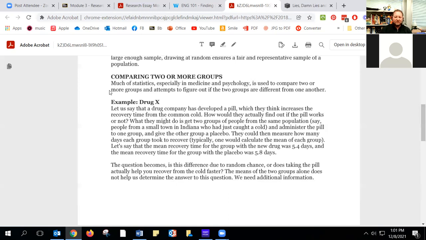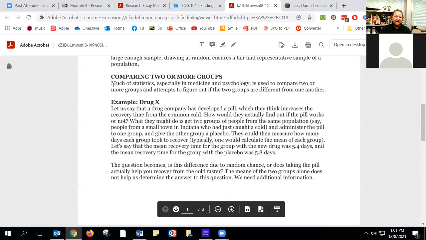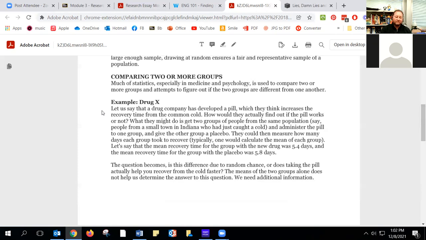We're gathering information to see if I write a test this way versus this way, which one is more productive for the students? Which kind of test will give me better understanding of if they're learning this or not, right? And then I'll use that kind of test more often, right? So people do that all the time. But in this example, let's say that a drug company has developed a pill, which they think increases the recovery time from the common cold. Wouldn't that be nice? How would they actually find out if the pill works or if it doesn't?